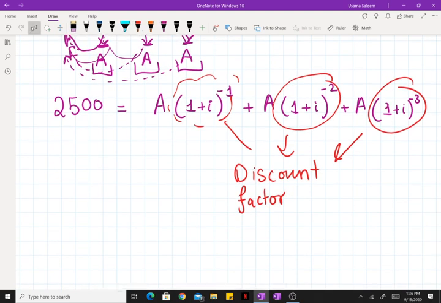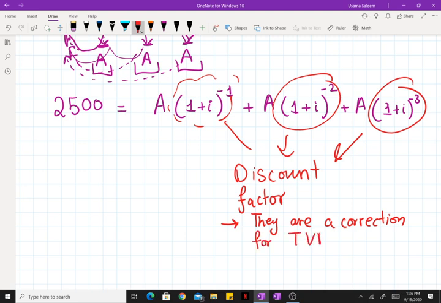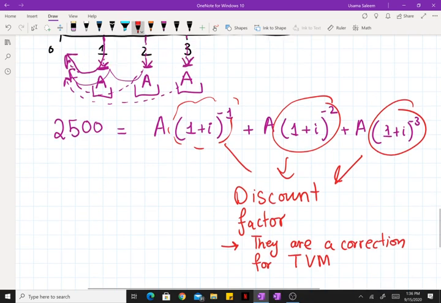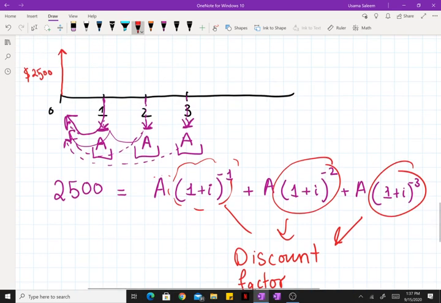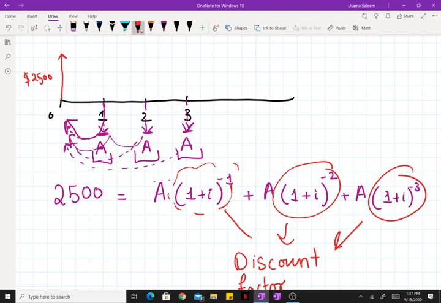Okay, what that means is they are in essence a correction for the effect of time on the value of money. So by multiplying A with (1 + i) raised to the power negative 1, you are getting the value that this money would have at year 0. Same is the case with A here. You're getting the value that this cash flow is going to have at year 0.